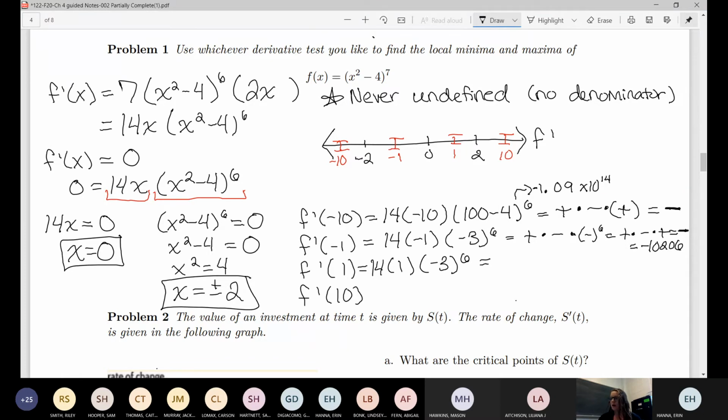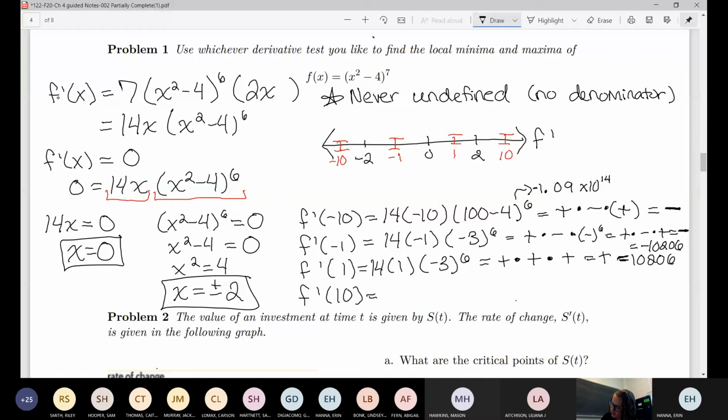So plugging in +1 would give us a positive times a positive times something that would result in a positive, we'd have a negative to the 6th power, but a negative to an even power would give us a positive. So this would result in a positive number. It would result in positive 10,206 if you're going the number route.